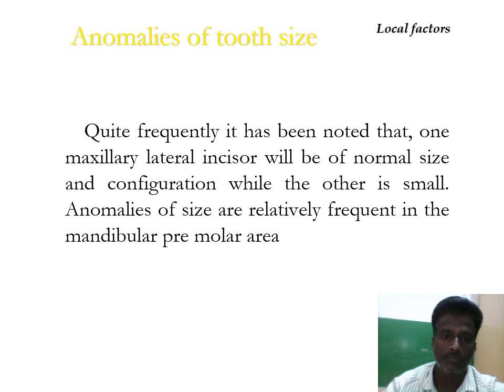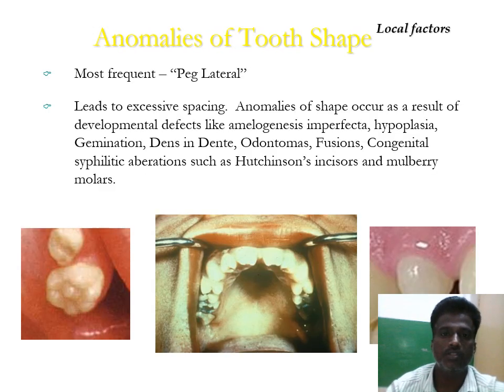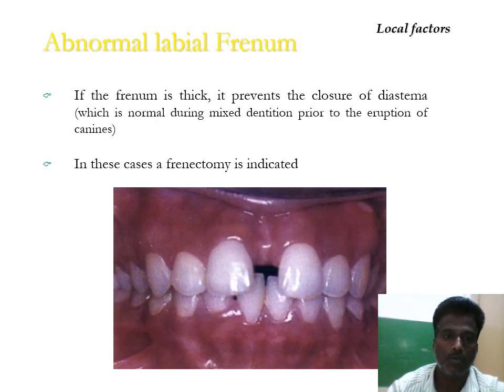Abnormalities of tooth size. Frequently it has been noted that one maxillary lateral incisor will be of normal size while the other is small. Anomalies of size are relatively frequent in the mandibular premolar area. Anomalies of tooth shape, mainly a peg lateral, lead to excessive spacing. Anomalies of shape occur as a result of developmental defects like amelogenesis imperfecta, hypoplasia, germination, dens invaginatus, odontomas, fusion, and congenital syphilitic aberration, Hutchinson incisor, and mulberry molars.